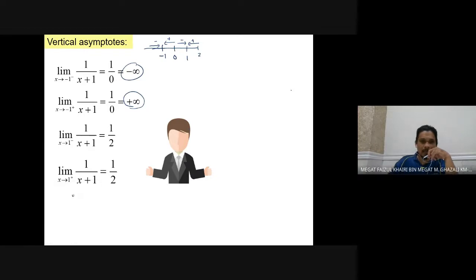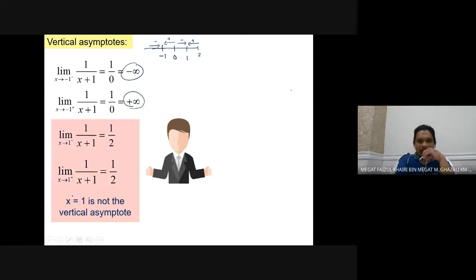And then, okay, x equals 1 is not the vertical asymptote. Why? Because it does not give us an answer that is either positive or negative infinity. It gives an answer that is close to one value, which is 1 over 2. So x equals 1 is not the vertical asymptote.